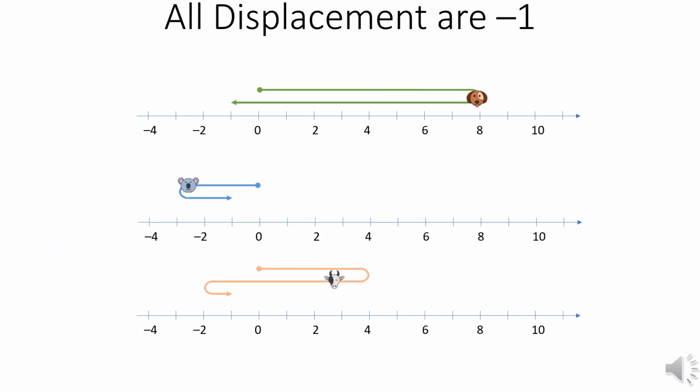You can see there are 3 moving animals. Although they move differently, all their displacements are -1. No matter how they move before they end, all of them have the same starting point and ending point, so they have the same displacement.